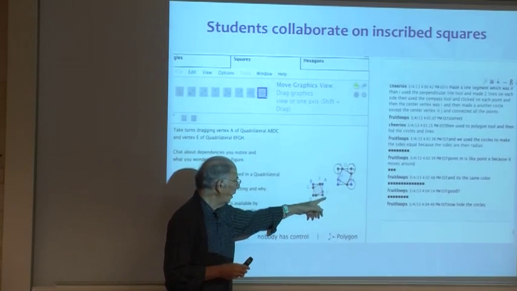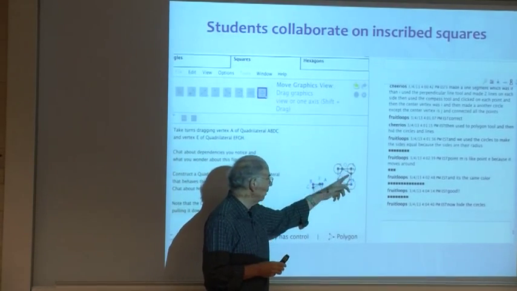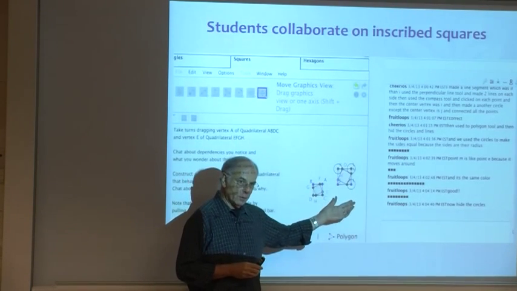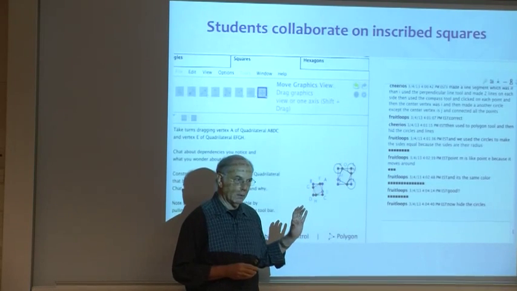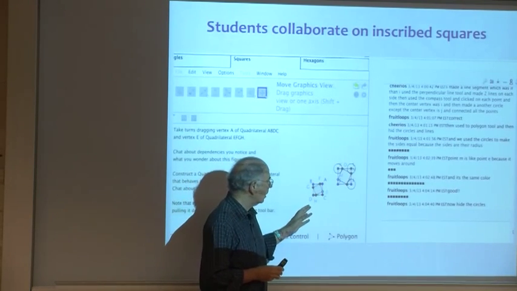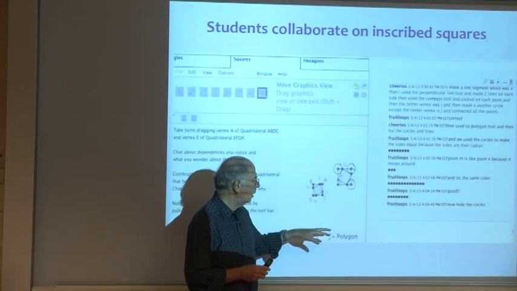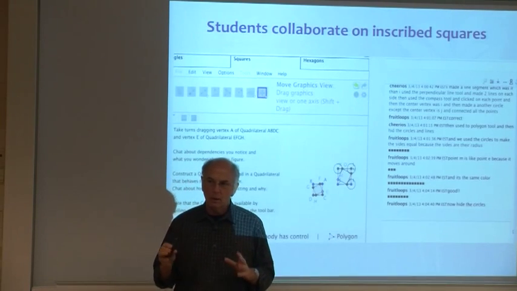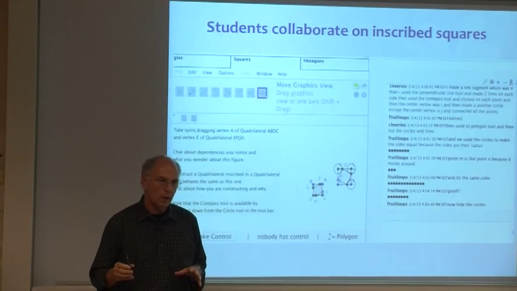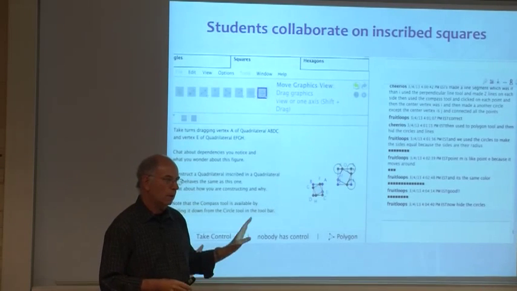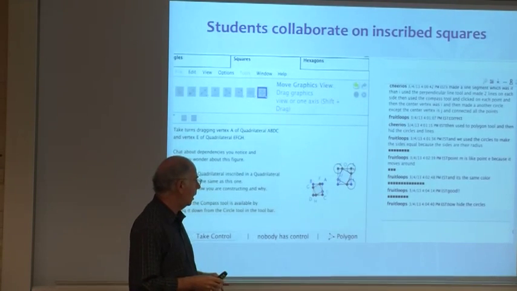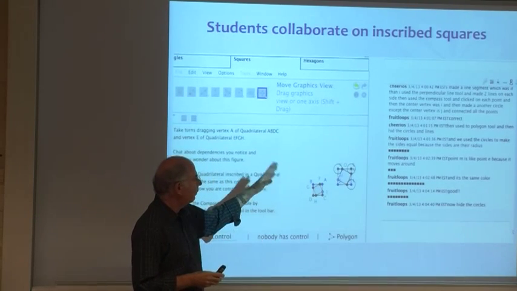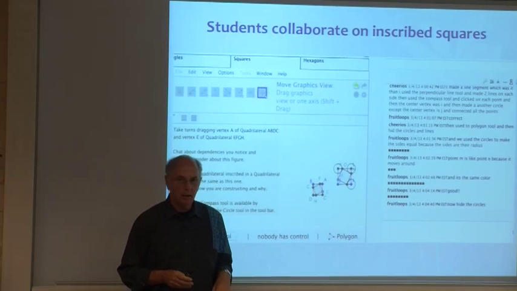And as soon as they constructed the outside square, then they knew how to do the inside square as a generalization of how they did the inscribed triangles. So this showed to me that they had really mastered what they were supposed to learn from the inscribed triangles, and were able to generalize from that to the inscribed squares. And they all understood it right away, and were able to share that in their chat.